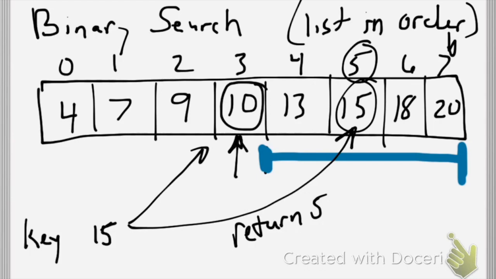Now, let's think about when it's not in there, what would happen. All right, and you're going to kind of have to think about that as we go through. So let's start off and actually start pseudocoding this a little bit in binary search.